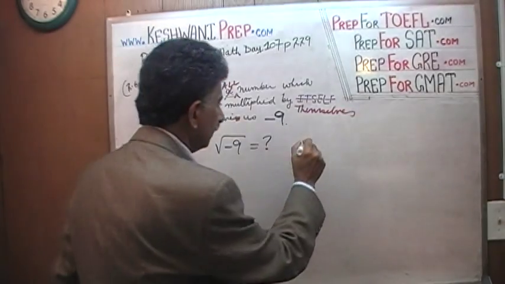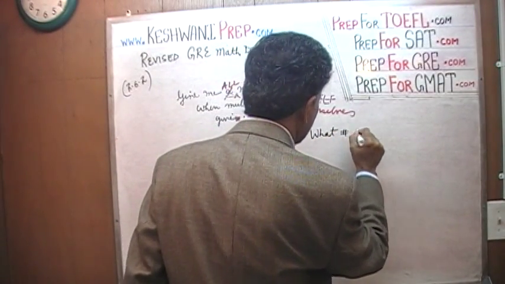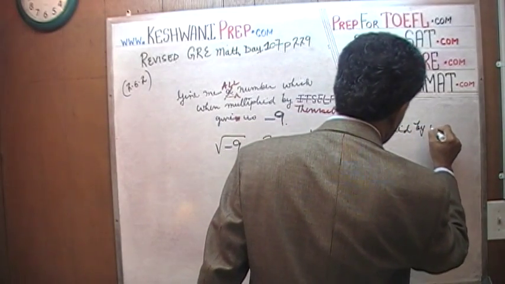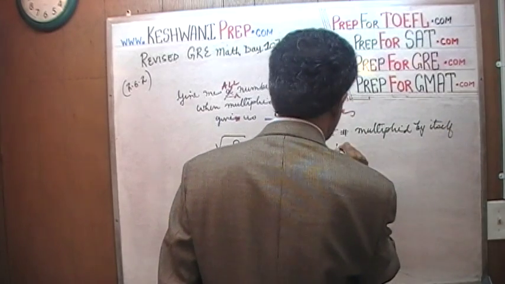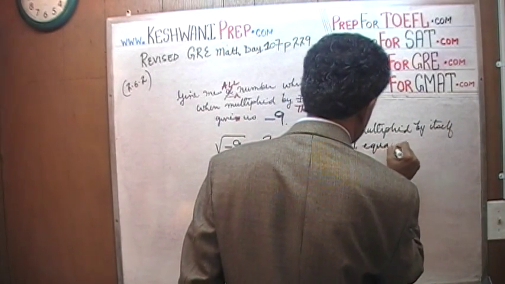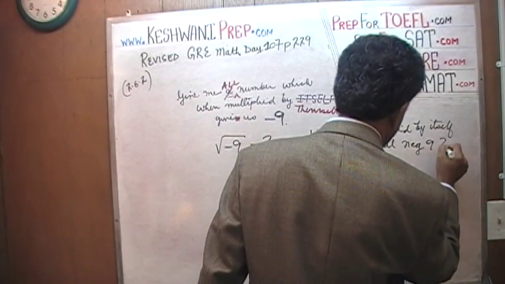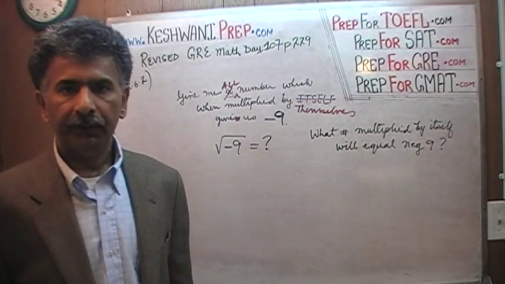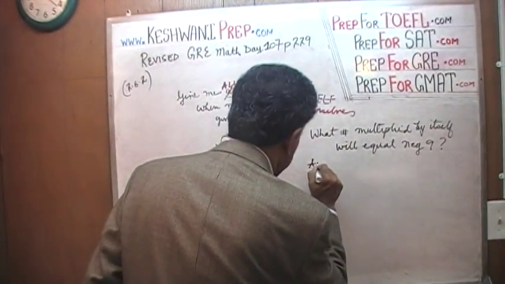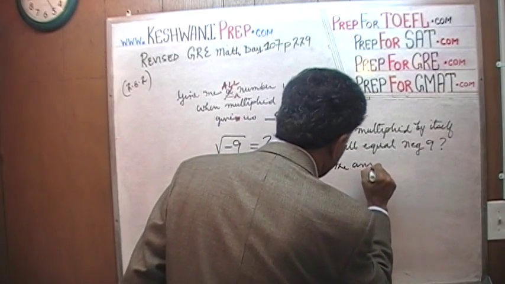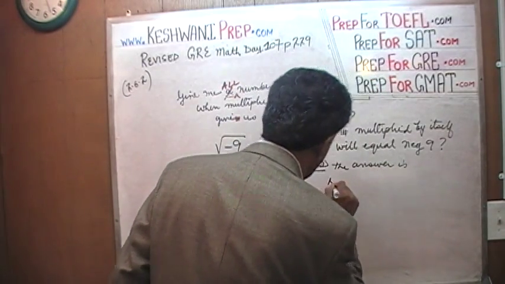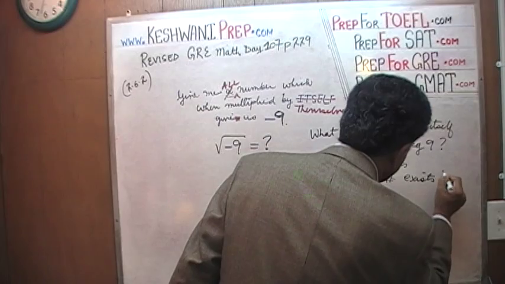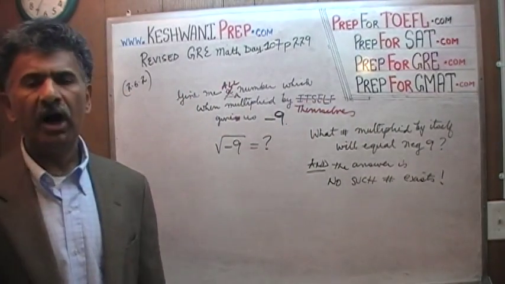What number multiplied by itself will equal -9? That's the question. What number multiplied by itself will equal -9? And the answer is, no such number exists. No such number exists. Why?